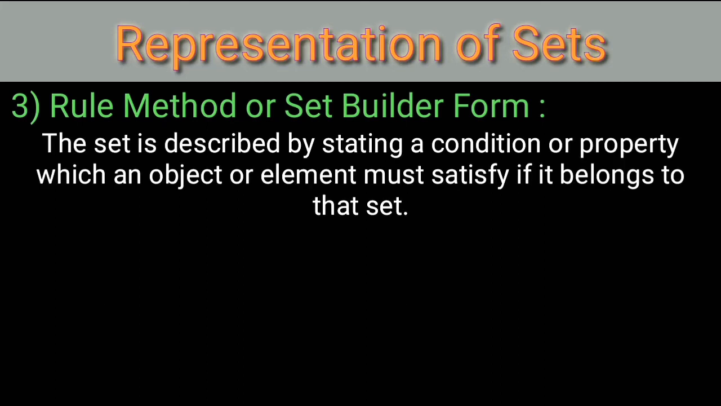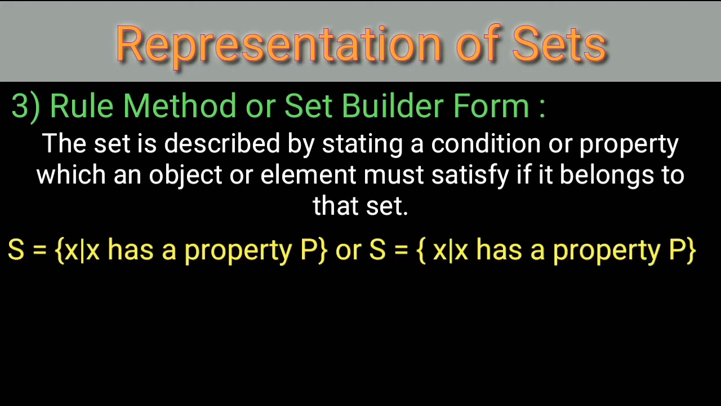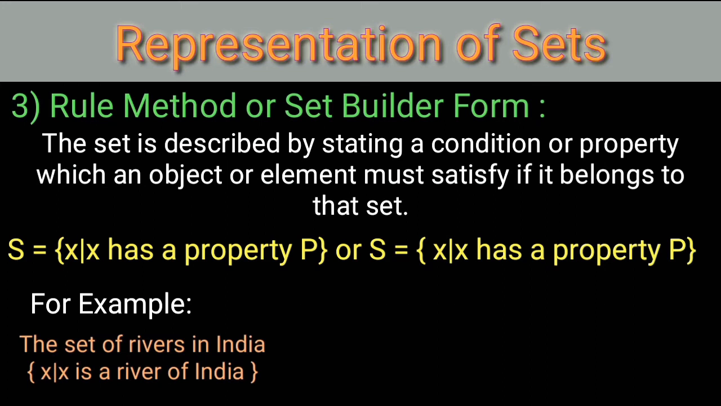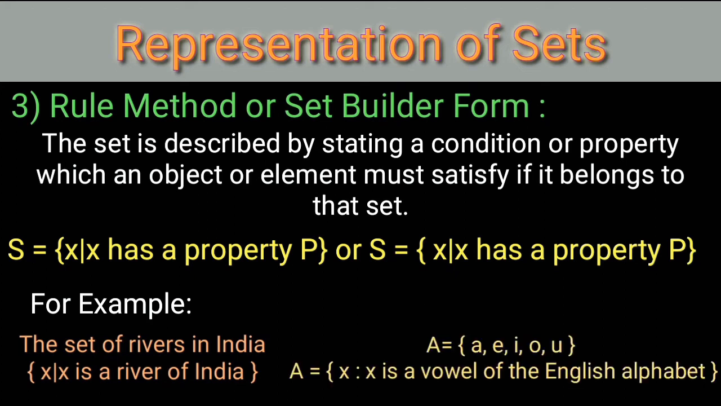Rule method or set builder form. The set is described by stating a condition or property which an object or element must satisfy if it belongs to that set. For example, {x : x has a property p}, or we can represent it as {x | x has a property p}. For example, the set of the rivers in India can be written in set builder form as {x : x is a river of India}, and in the same way the set of vowels can be written as {x : x is a vowel of the English alphabet}. So this is our rule method or set builder form.